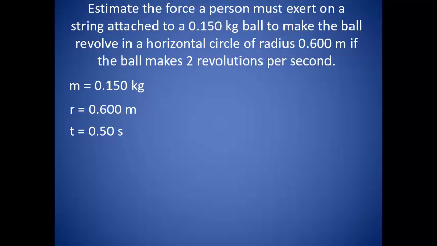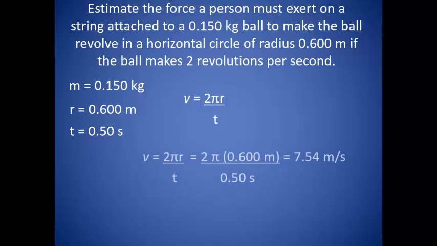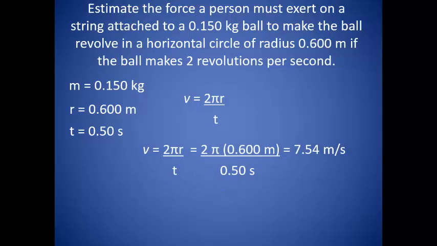Since we know the radius and the time of revolution, we can figure the angular velocity using our first equation. Remember, time in these equations is the time it takes to make 1 complete revolution. So if 2 revolutions can be completed in 1 second, then our time is half a second per revolution. This gives us a velocity of 7.54 meters per second.